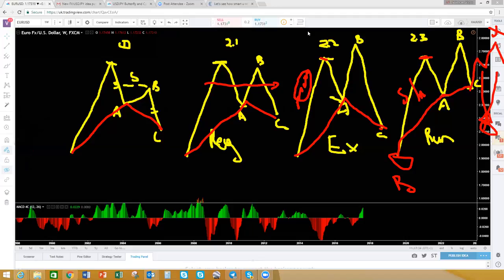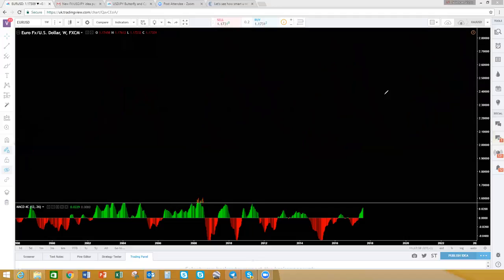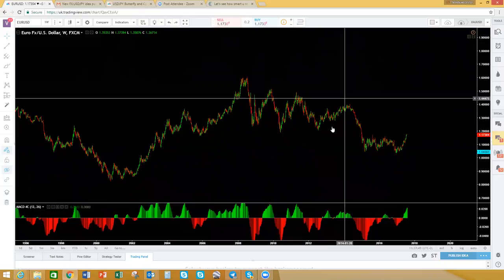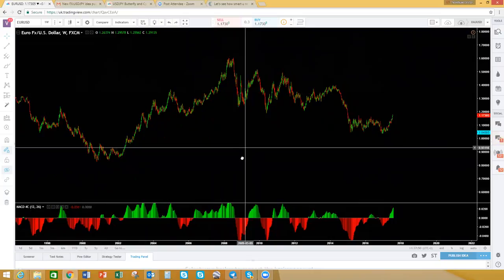So now we're going to go into the charts. Remember all those patterns that we discussed. Now we're actually going to the real charts to see what is going on here. So what I've got on my screen right now is the weekly chart of Euro-US dollar, one of the most traded pairs in the market. Okay, so what are we seeing here?